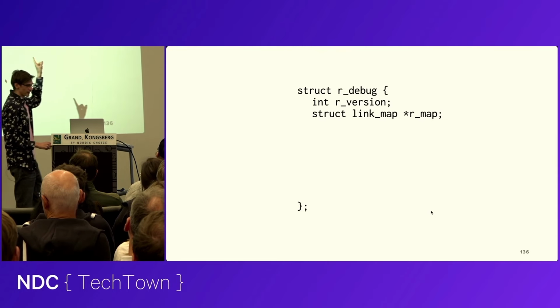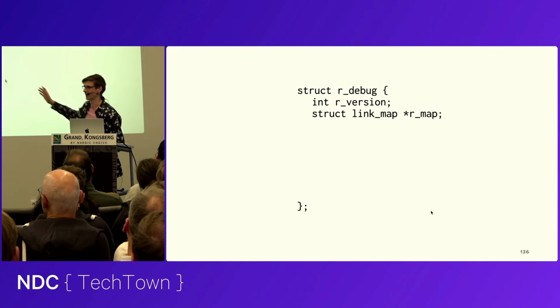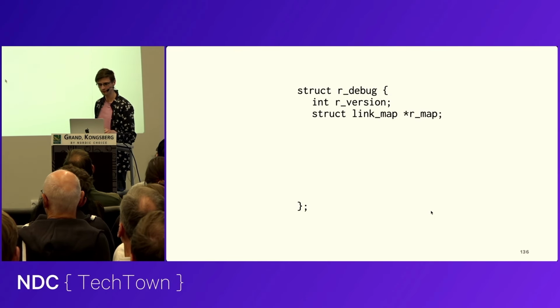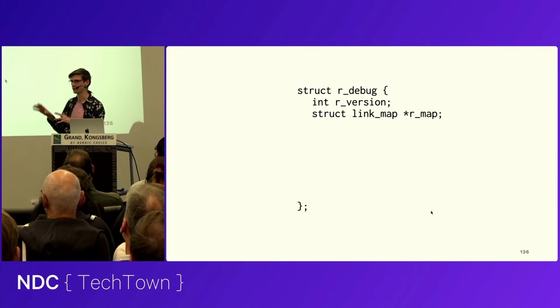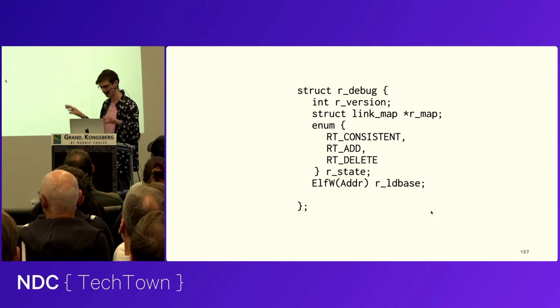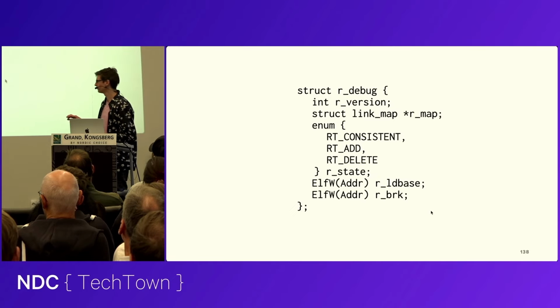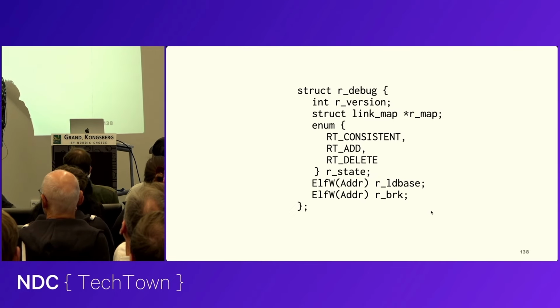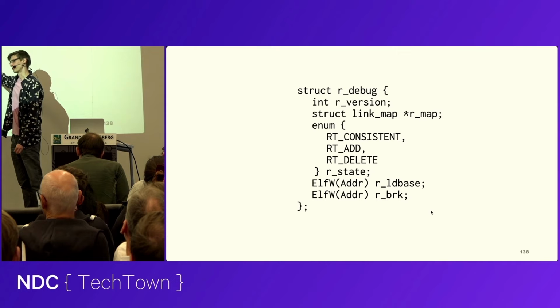So if we did get this, we can walk this and determine what shared libraries we need to parse and find the debug info for. But how do we get notified when there's a new one? Well, there's a few other things that we don't care too much about right now. And then there's this magic thing, break. This is the debugger rendezvous function.